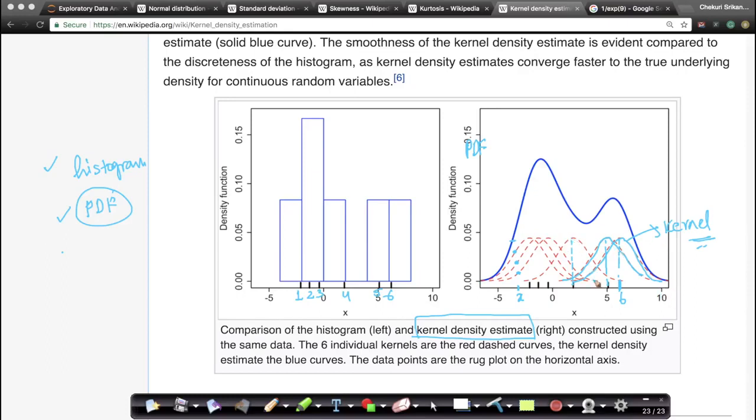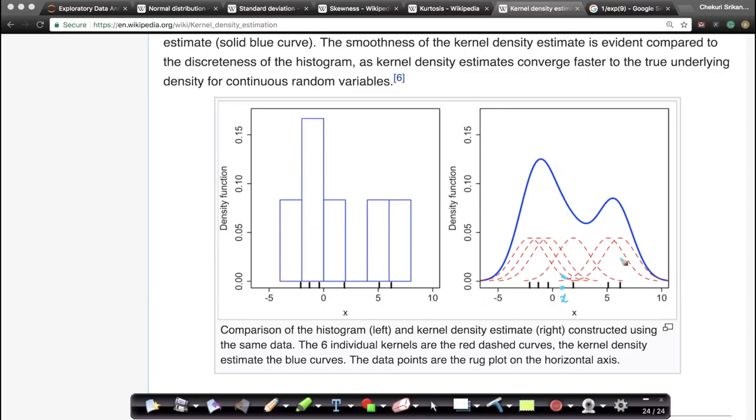Similarly, suppose I want to find the height at a point here. So what kernels do I have? I have this kernel with this height, just perpendicular to my x-axis, this kernel with this height, this kernel with this height, and this kernel with this height. Which means my total height is going to be the sum of this height plus this height plus this height plus this height, which will be here. So this is called kernel density estimation, wherein I'm drawing Gaussian kernels here.